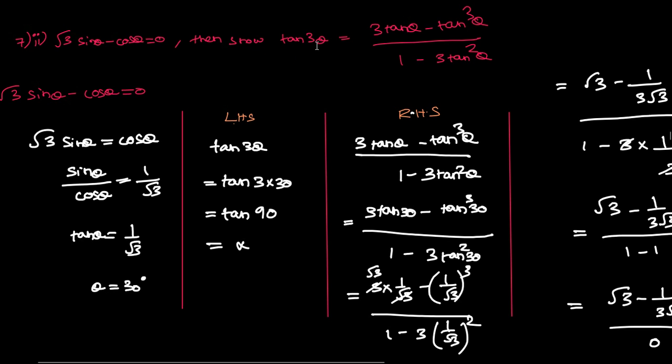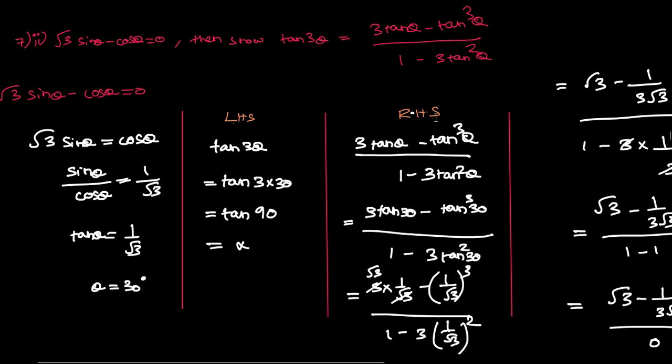Next, show that tan 3 theta equals this. Let's take the LHS, tan 3 theta. Theta is 30 degree, so 3 into 30 is 90. Therefore tan 90, the value, if you look in the trigonometry table, is infinity. If you don't know it, look at the trigonometry table for the exam. But tan 90 value is infinity.